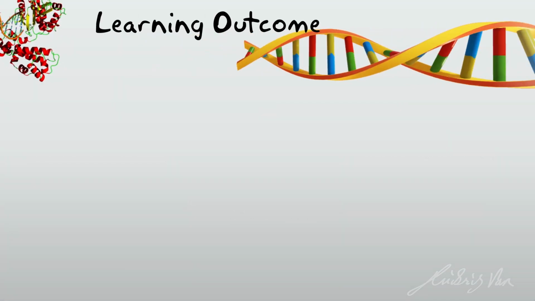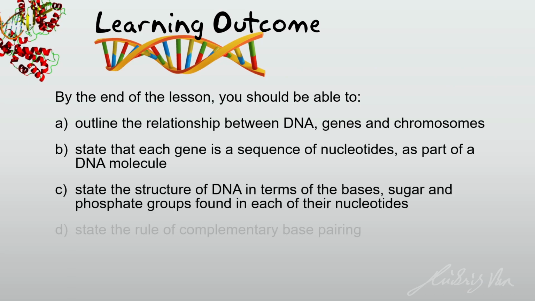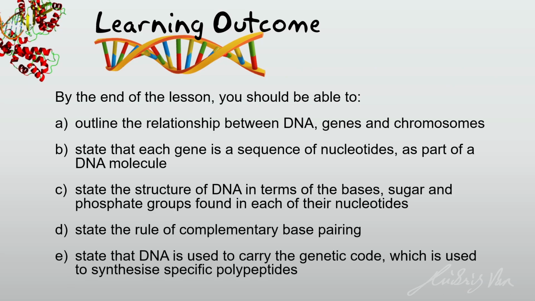By the end of this lesson, you should be able to outline the relationship between DNA, genes, and chromosome, as well as state that a gene is a sequence of nucleotides as part of a DNA molecule. The first 2 learning objectives, we actually touched on before, so not a big deal. The new thing that you will learn is the more detailed structure of DNA, as well as the rule of complementary base pairing. Then lastly, you will learn how DNA carries the genetic code which is used to synthesize specific polypeptides.